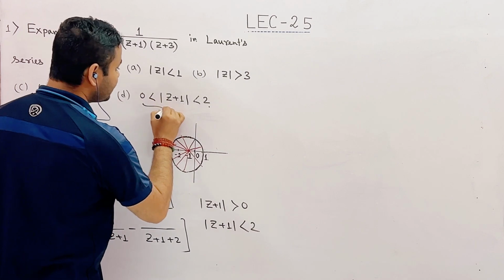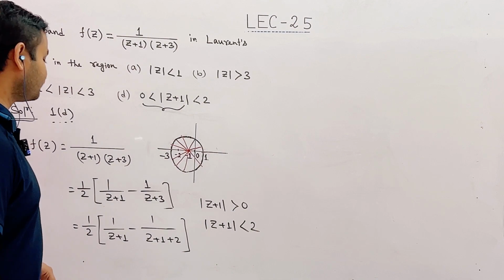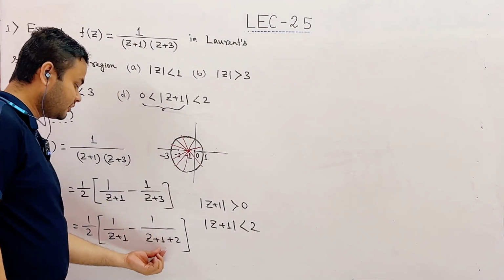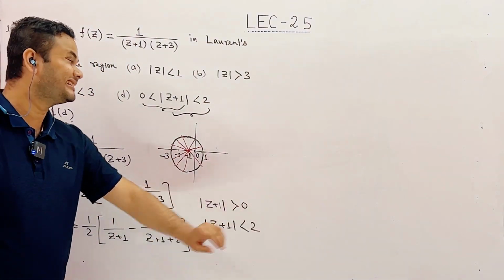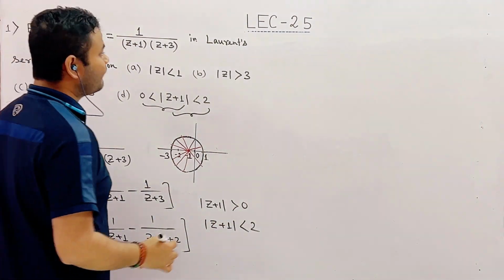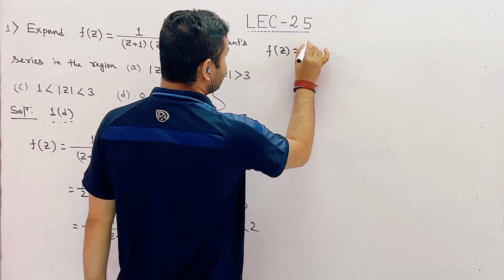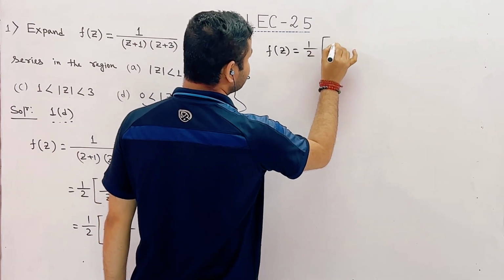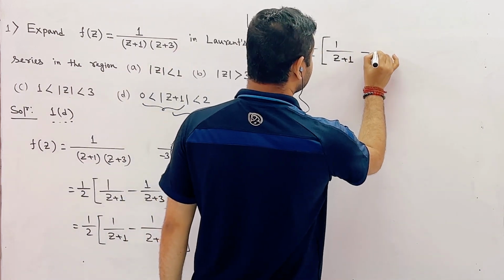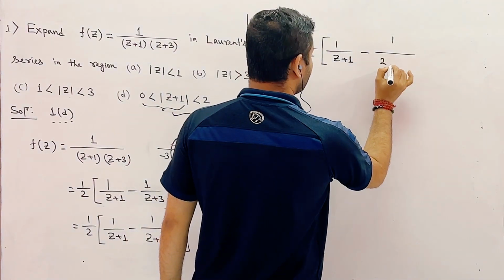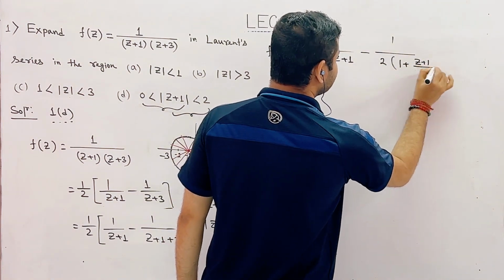After this step, we have to take common z plus 1 from the denominator of this term, because according to this problem, the value of modulus of z plus 1 is greater than 0. Again, we have to take common 2 from the denominator of this term, because according to this problem, the value of modulus of z plus 1 is less than 2. So, finally, we get f of z is equal to 1 by 2 into 1 by z plus 1 minus 1 by 2 into 1 plus z plus 1 divided by 2.